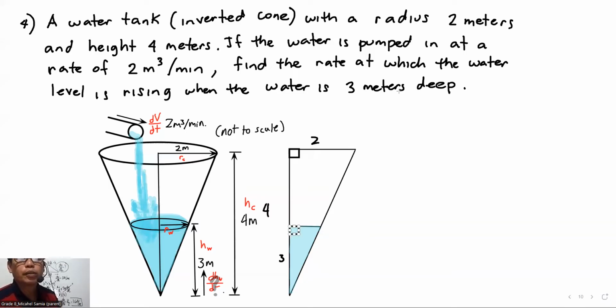Just your radius. So we don't know this yet. 2 over 4 equals x over... Wait, Josh, wait. Where's X there, Josh? Wait. What's X? Where's X in the illustration?